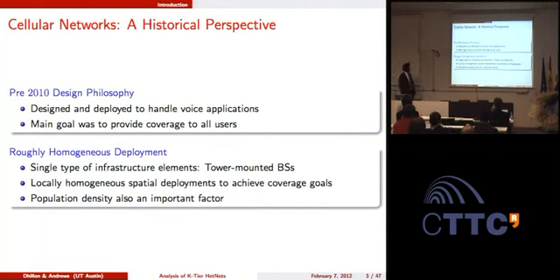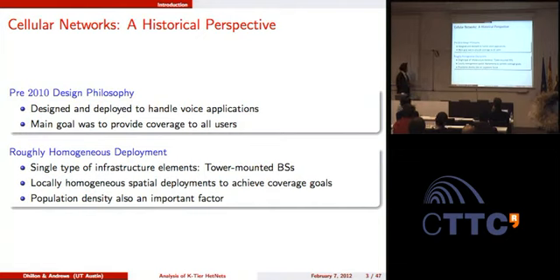And this led to an interesting, homogeneous deployment. First of all, we had a single type of infrastructure element, which were tower-mounted base stations or access points, whatever you call them. So they were really homogeneous in that sense. And then secondly, we had locally homogeneous spatial deployments because we had to achieve coverage goals. You won't put base stations right next to each other. So if you see spatially, they were locally homogeneous in that sense.